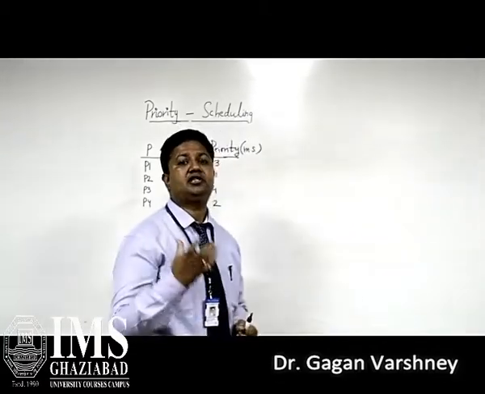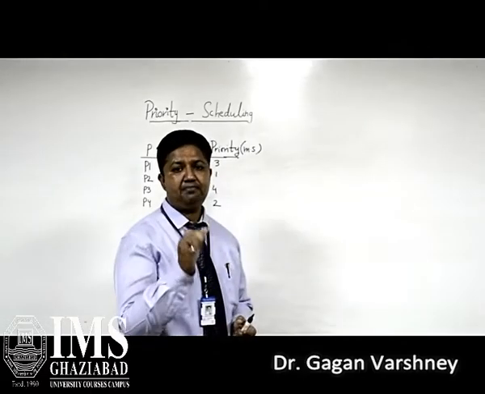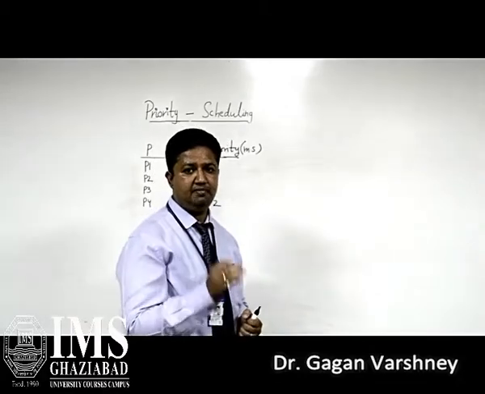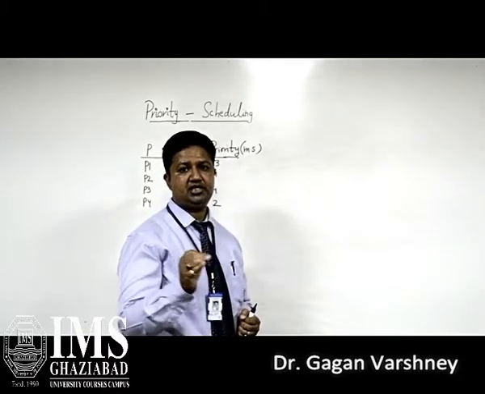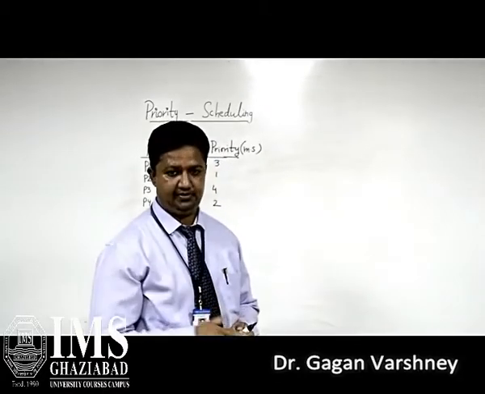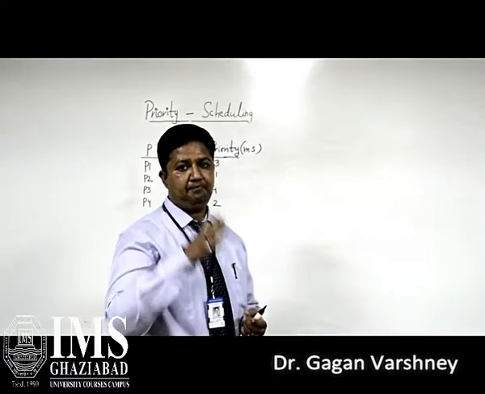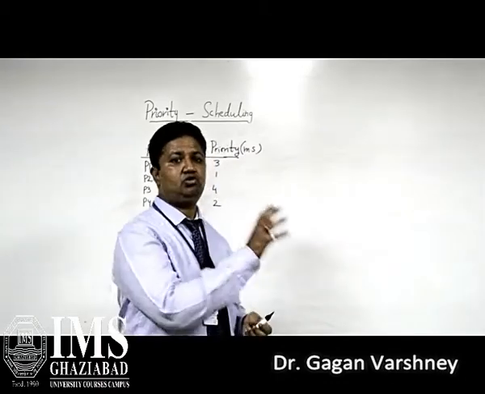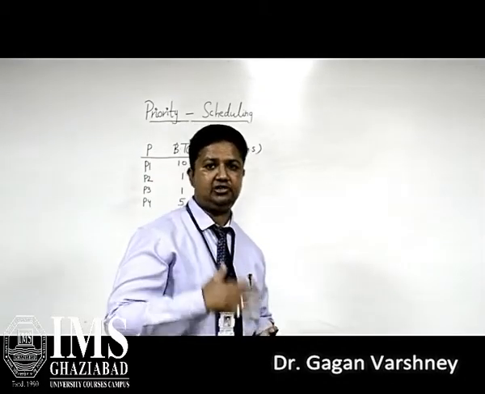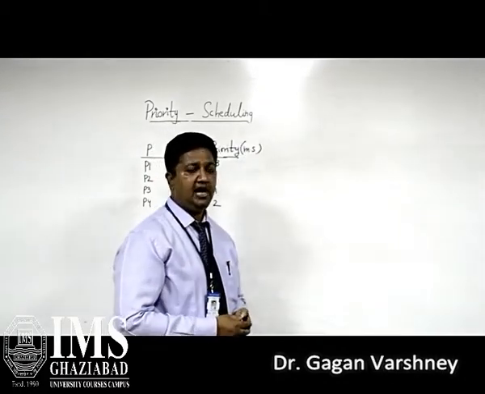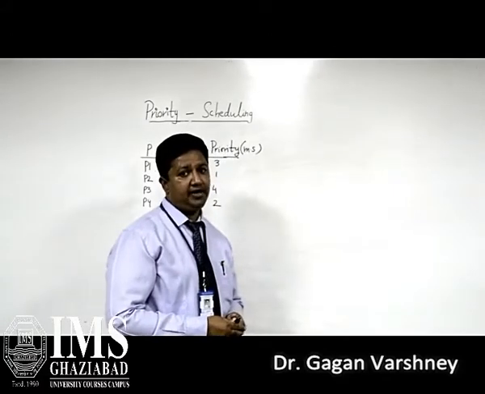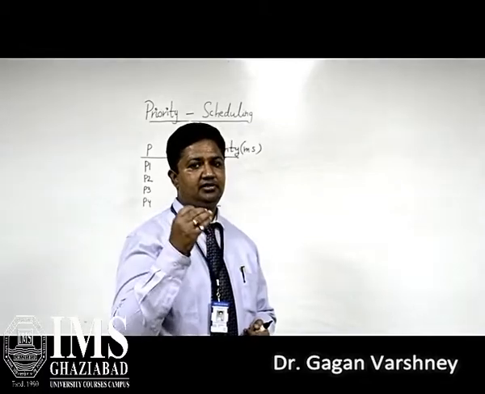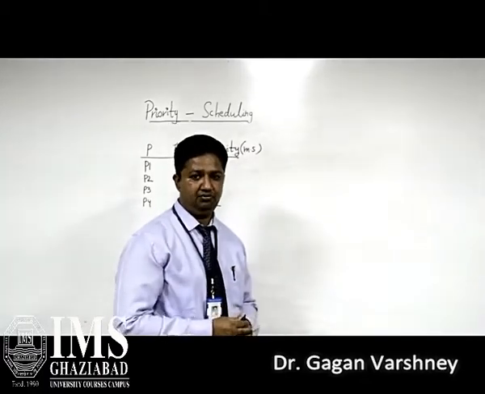Priority means the process number. Every process has a number, and that process number is basically known as priority. It means that a process with the highest priority will be allocated to the CPU for executing its job. And we know that in an operating system or in CPU scheduling, the CPU plays an important role in the execution of any process.